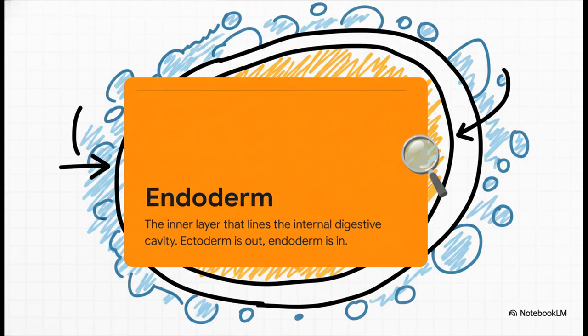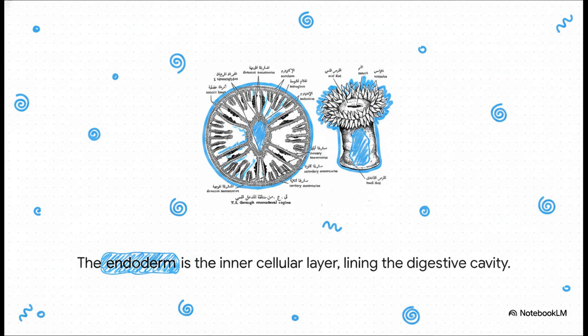All right, so if ecto means outer, it makes sense that endo means inner, right? So our next term is endoderm. Let's say that one. Endoderm. This is the inner layer of cells, and its main job is to line the digestive cavity. It's a simple rule. Ectoderm is outer, endoderm is inner. Okay, back to the diagram again. Can you see the layer that lines the inside of the animal? It follows all those folds into the center. That's the endoderm. So you've got the ectoderm on the outside, the endoderm on the inside. These two layers are basically the fundamental structure for this type of simple animal.